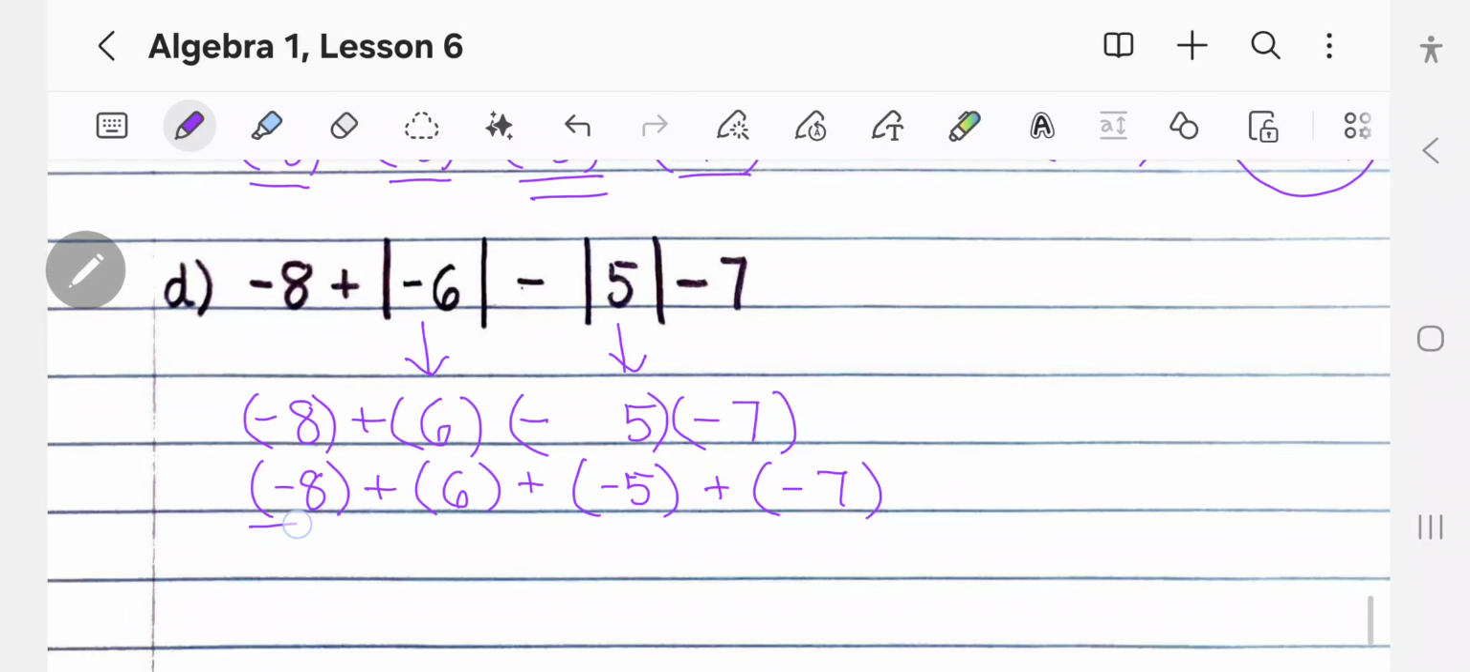And now I can combine my negatives. 8 and 5 make 13, plus 7 make 20. That's negative. And then my positive. Now I'm adding things that have different signs, so I subtract. Take the sign of the one that has the largest absolute value. Negative 20's absolute value is 20. So I keep the negative symbol.